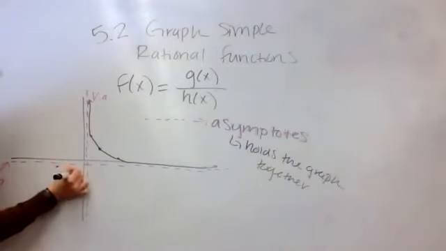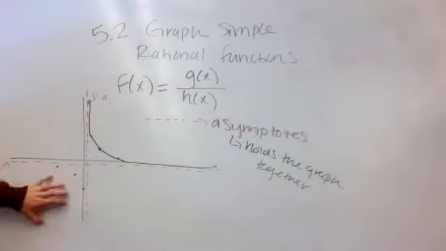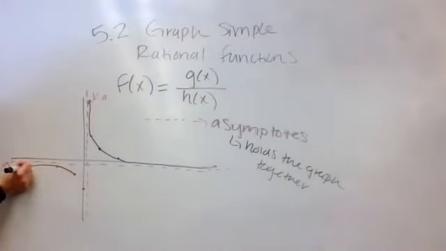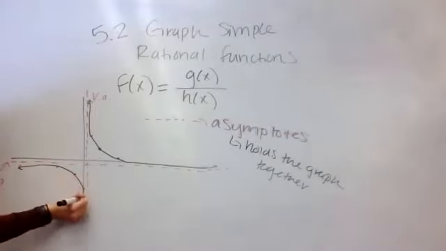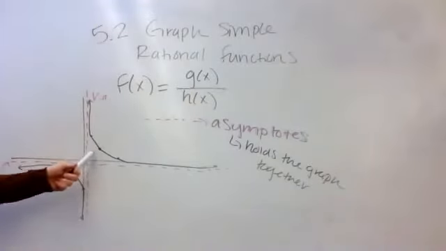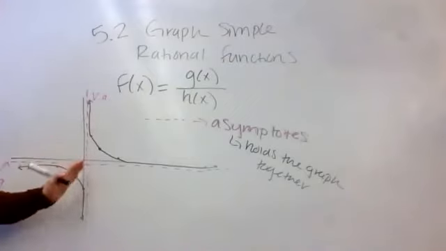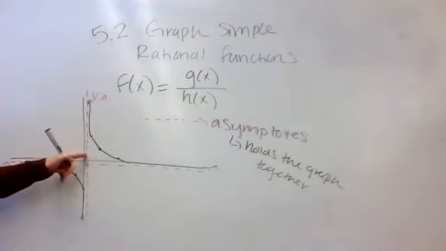These kinds of curves are very specific to rational functions. We also have one in the lower left-hand corner. And again, when you connect these points, you get very close to those asymptotes, but you never actually hit them. I wanted to draw this asymptote along the y-axis, but I put it off a little bit so you could see it. Technically this is along the y-axis.